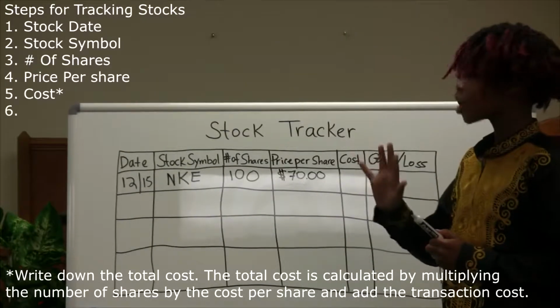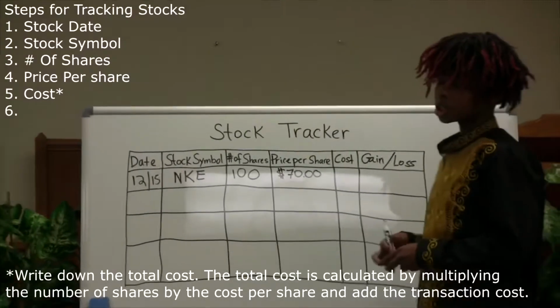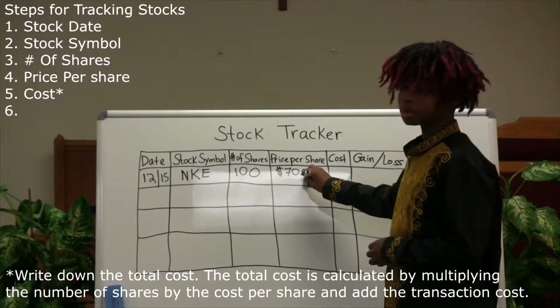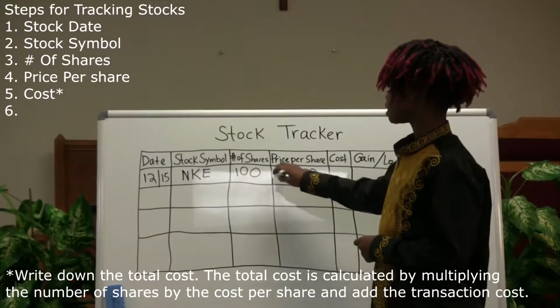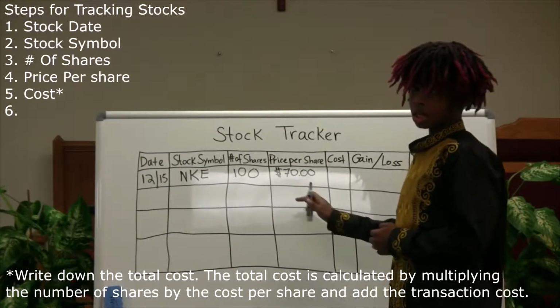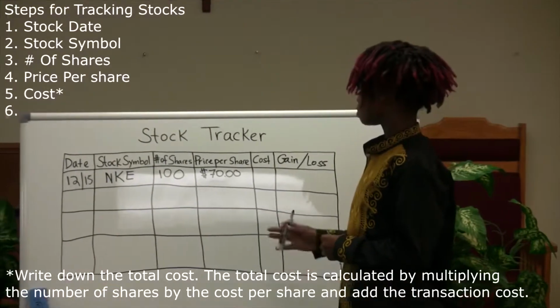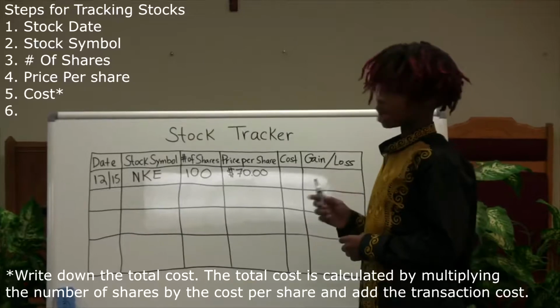Step 5, cost. To find the cost, you have to multiply 100 shares and $70 price per share. When you multiply that together, you get $7,000. But you also have to add the $5 transaction fee, which makes the cost $7,005.